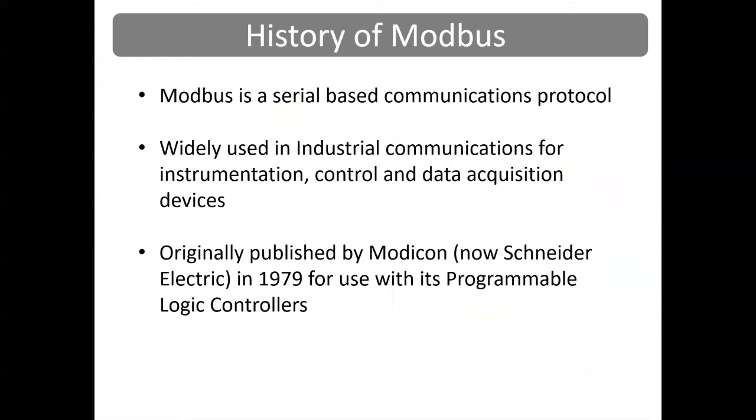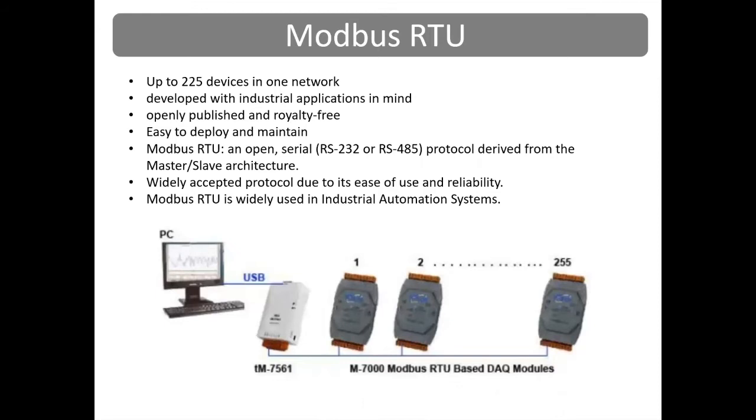Modbus is a simple, standard, robust serial-based communications protocol that's widely used for industrial communications for instrumentation, control, and data acquisition. It was originally published by Modicon in 1979, so it's a very stable protocol. Modbus RTU allows for communication between up to 255 devices in one network. It supports communication distances up to 4,000 feet, which can be extended with a repeater like our I-7510.